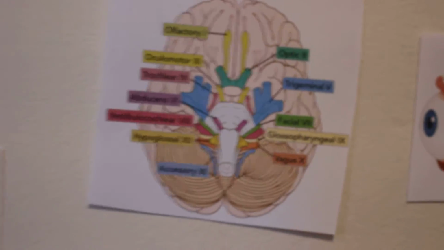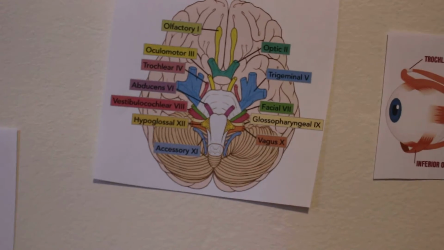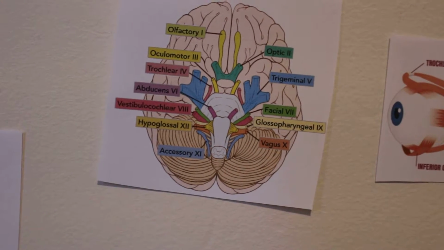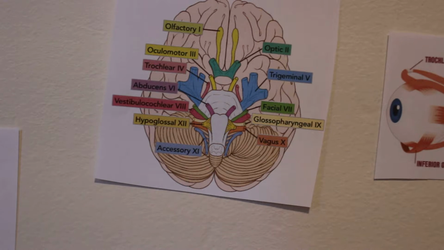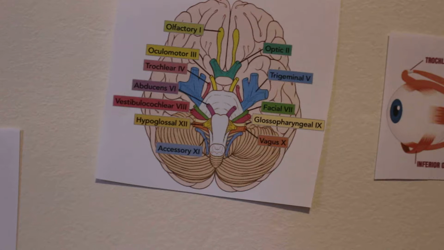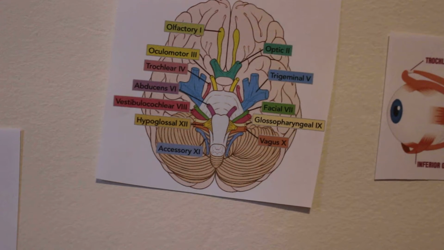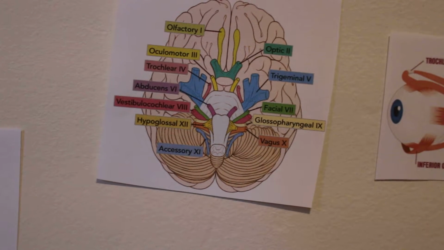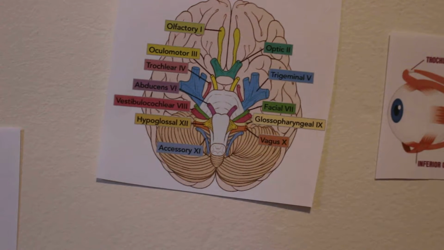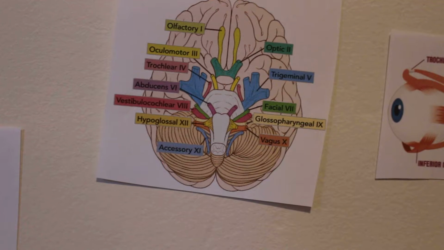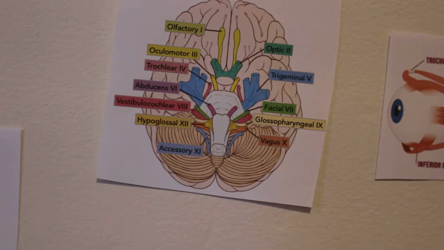So cranial nerves, we'll go over here. Cranial nerves have different functions. They can be sensory, motor, or mixed nerve fibers, and they can be special or general. The cranial nerves are nervus terminalis, olfactory, optic, oculomotor, trochlear, trigeminal, abducens, facial, auditory, glossopharyngeal, vagus, spinal accessory, and hypoglossal.